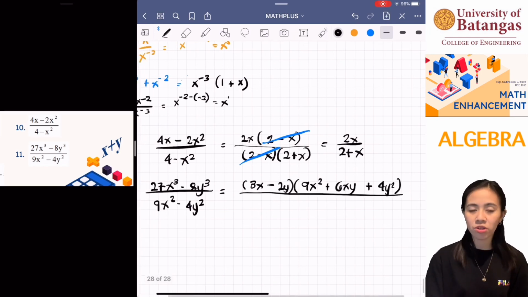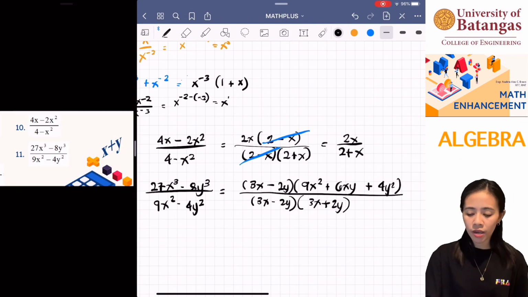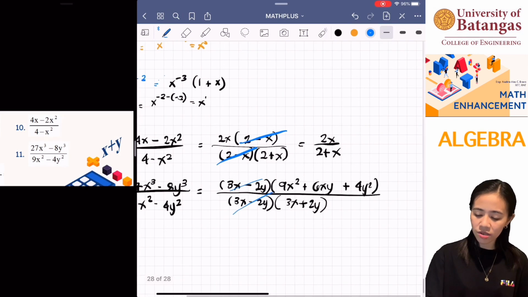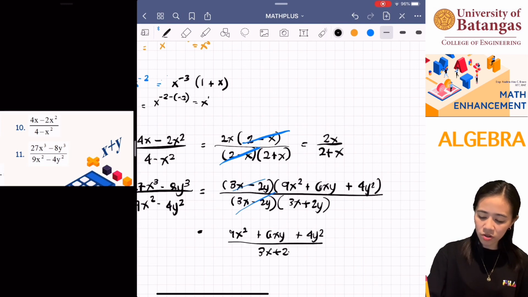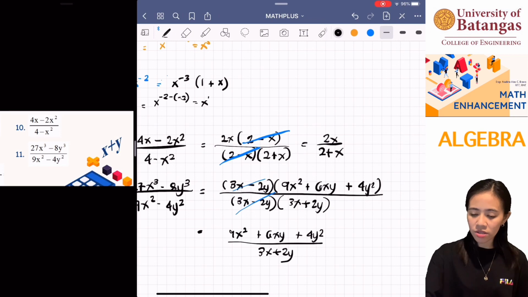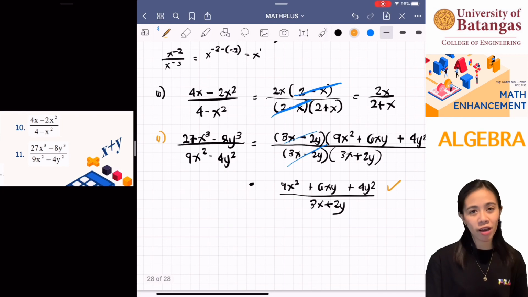All over, in the denominator, you have difference of squares naman. So, that would be 3x minus 2y, 3x plus 2y. Okay? So, that means I can cancel out 3x minus 2y. And I'll be left with this as my answer. So, magiging sagot ko na dito is 9x squared plus 6xy plus 4y squared all over 3x plus 2y. This is already in its simplest form because this one, it's non-factorable. This is already a prime factor. Okay? And that gives you simplifying fractions.